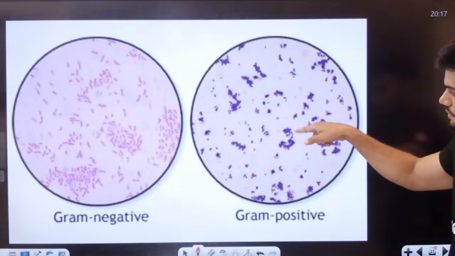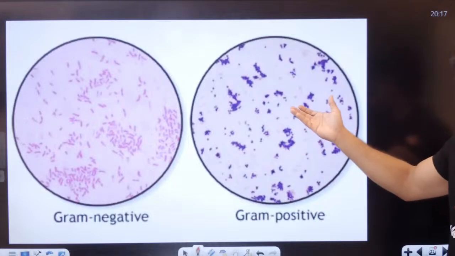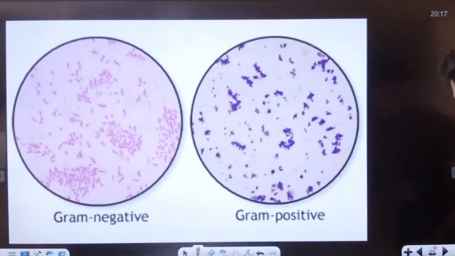Here gram-negative, I have given you a different image. Gram-positive is always violet color because of the crystal violet. Saffron because of the pinkish red color here.